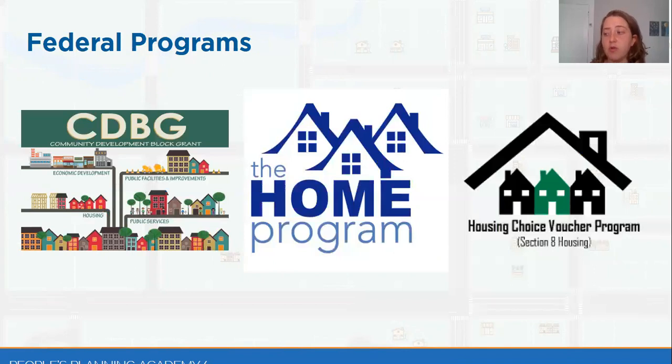Instead, we'll be looking at three programs that are among the most popular and are administered at the local level. And these are Community Development Block Grants, AKA CDBG, Home, and Low Income Housing Tax Credits, also known as LIHTC. All three of these were mentioned briefly when we were going through the history of affordable housing, and now we'll be taking a closer look at them.